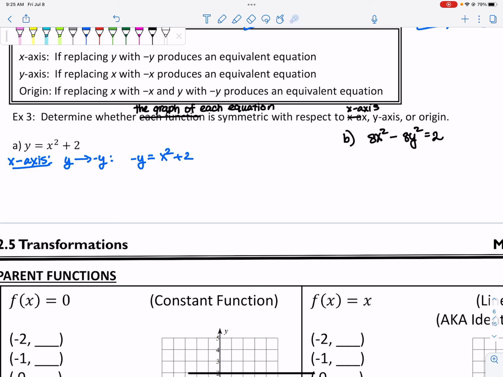Now to get the y by itself so it looks similar to the original equation, divide both sides by negative 1, so we end up with y equals a negative x squared minus 2. This is not the same as the original equation. So no, it is not symmetric about the x-axis. The graph is not symmetric. Let's test for y.